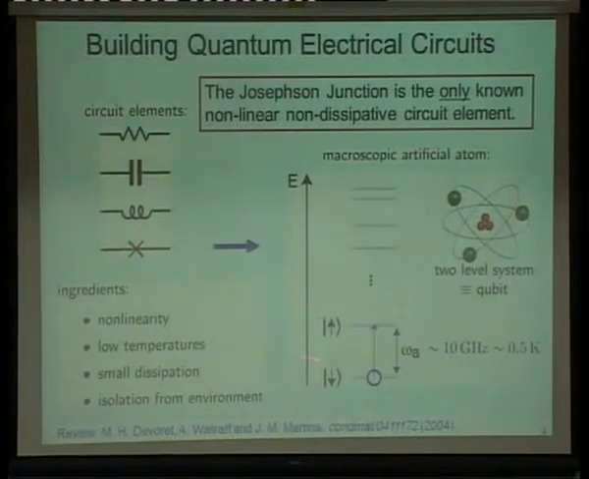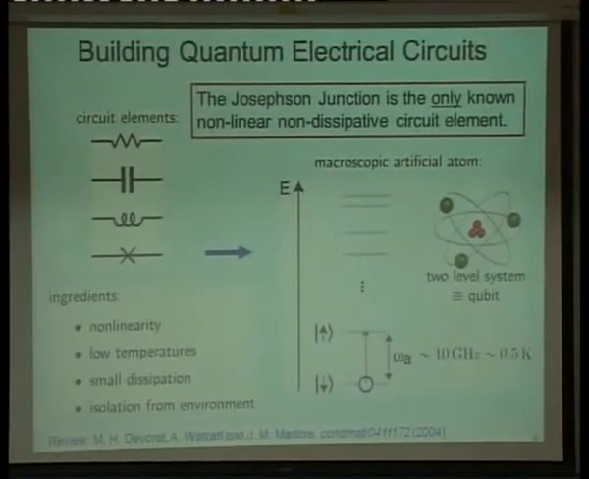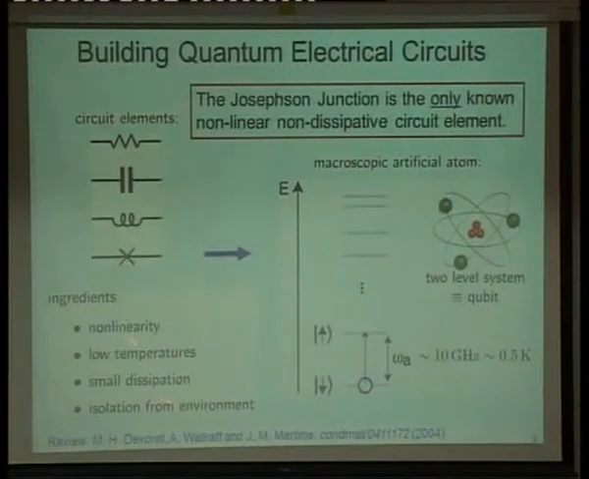But if you want to make an artificial atom, you need a set of quantized energy levels that are not evenly spaced so that you can pick out two of the levels and have a uniquely addressable transition frequency between ground and excited state, or the 0 and 1 state of the qubit, and so you need a nonlinear element, in this case the Josephson junction, which is the only known nonlinear, non-dissipative circuit element. And it'll all be made of superconductors and all cooled down to 15 millikelvin.